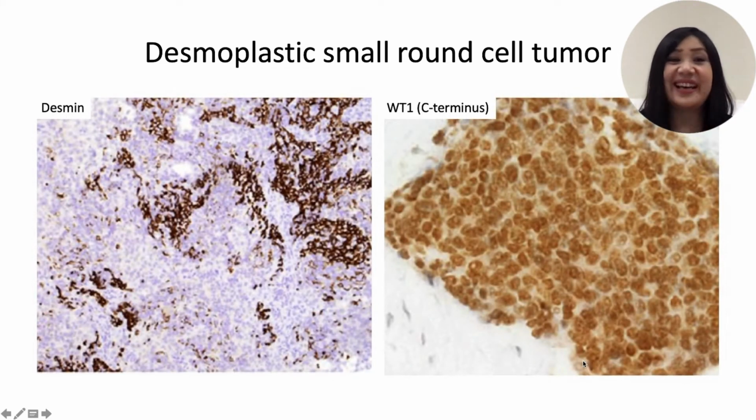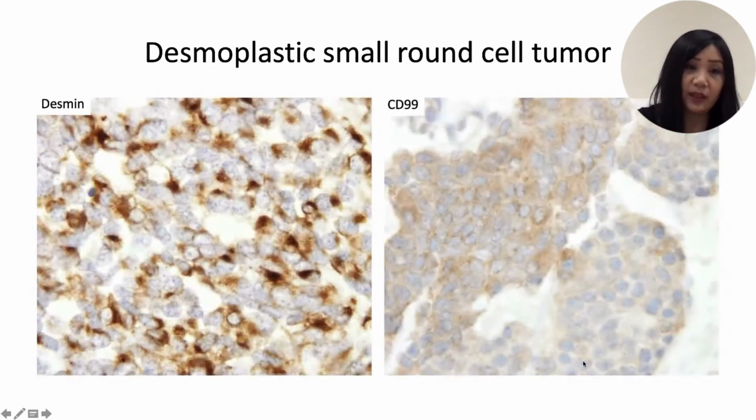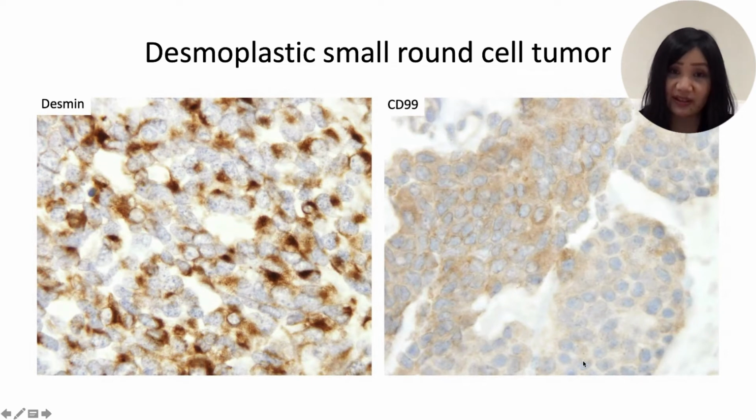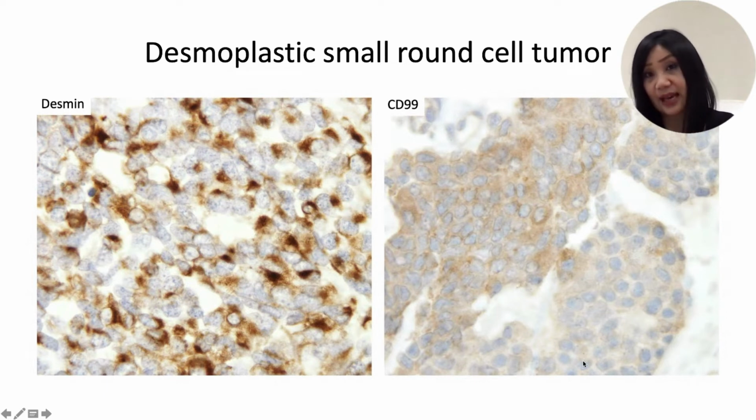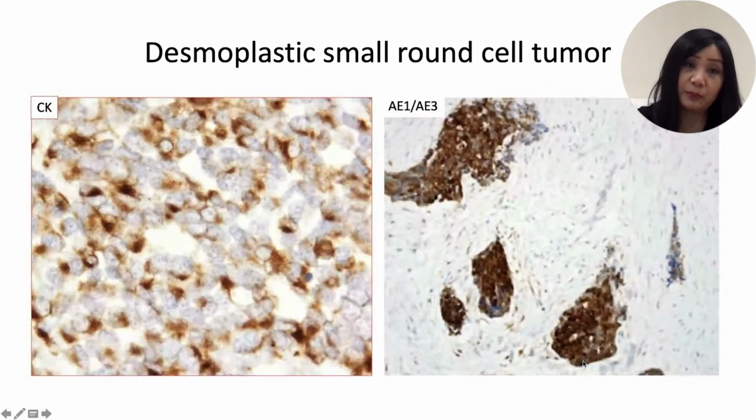So looking at the immuno, typically diffuse and very strong desmin, but this can be variable. On the right, we can see the diffuse and strong nuclear expression when we are using C-terminal WT1. It will be negative if we have WT1 N-terminal. Dot-like desmin expression on the left. And then CD99 expression on the right. So we need to be aware that there may be focal weak expression, but certainly not the diffuse and strong membranous staining that we can see in Ewing sarcoma. So that's quite a good and helpful clue.